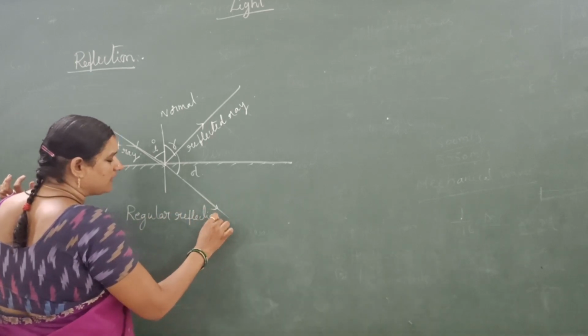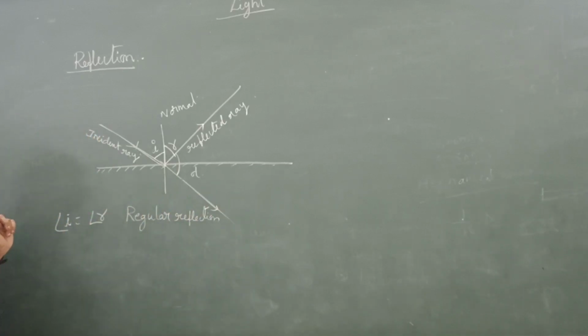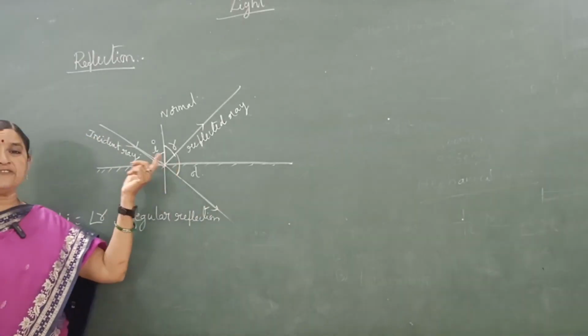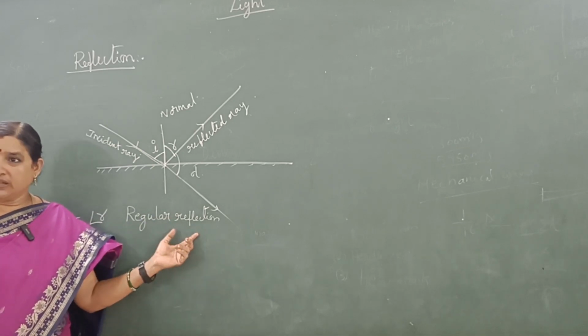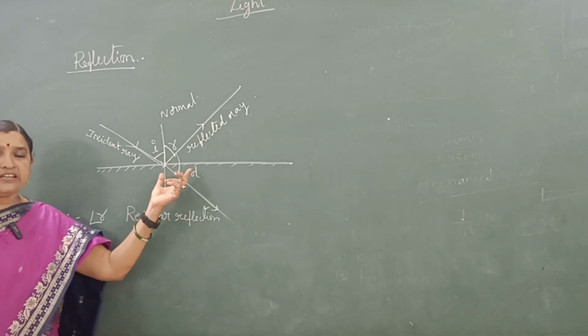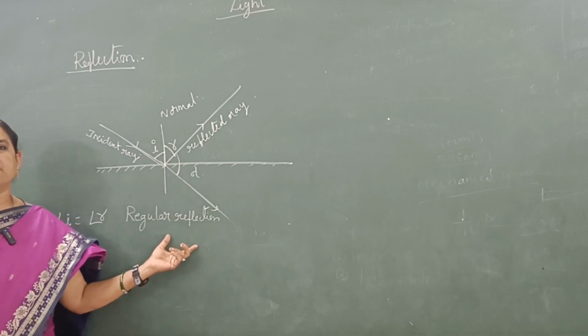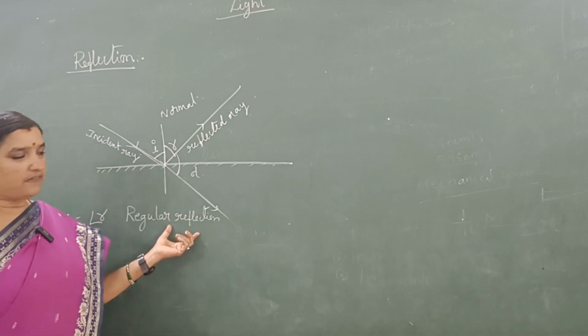What is meant by regular reflection? Regular reflection means reflection takes place in a smooth surface. Reflection that takes place in a smooth surface is called regular reflection.